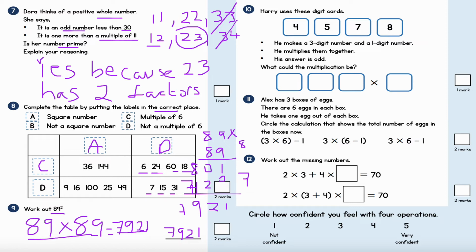Question number 10. Harry uses these digits. He makes a 3-digit number and a 1-digit number. He multiplies them together. His answer is odd. What could the number be? Well, if I look here, I don't want to times by an even number, because if I times by an even number, then I'm going to get an even number. However, what I can do is I can times by 7, let's say. I can put a 5 there, and then I can put an 8 and a 4.